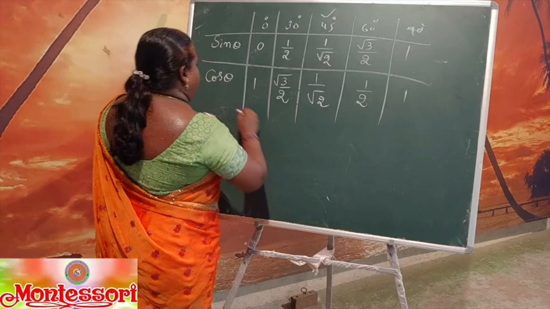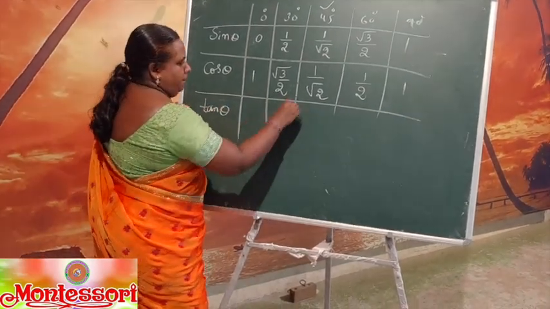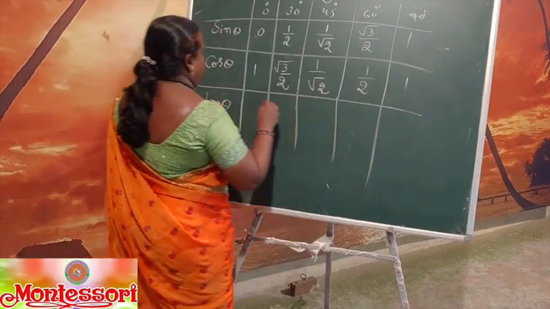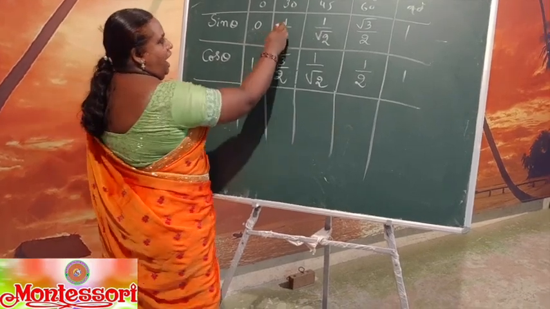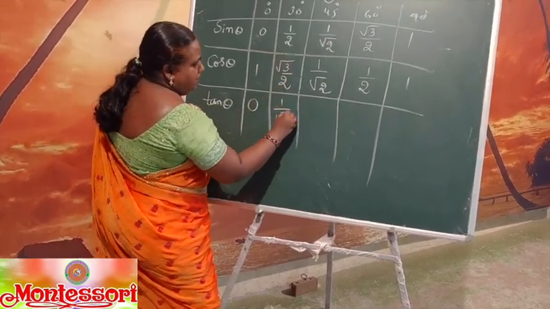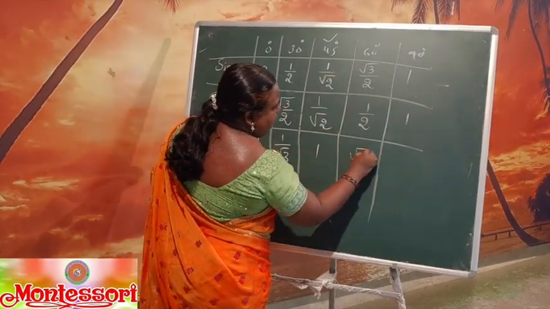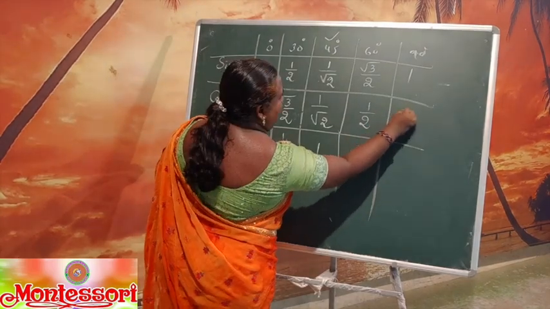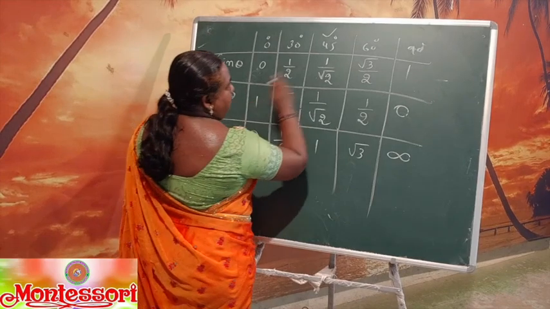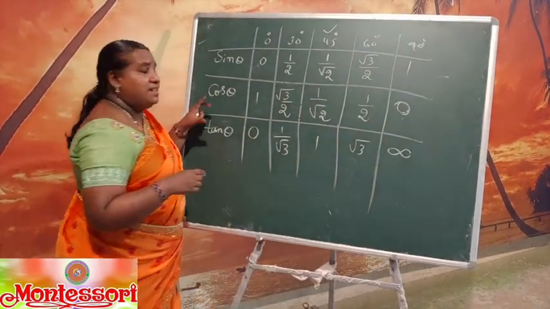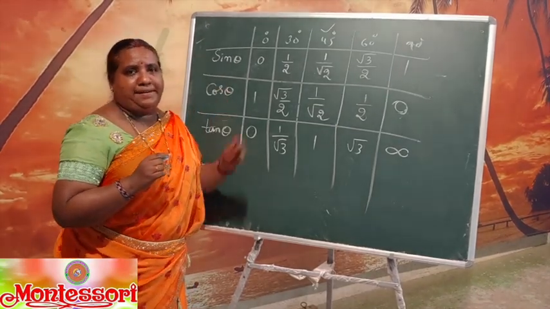In the same way, tan. Tan 0 is sin by cos, 0 by 1, which is 0. Half by root 3 by 2, the 2 gets cancelled, 1 by root 3. Root 2 gets cancelled, 1. Then root 3. Then 1 by 0, that is infinity. So cos 90 is 0. Now this is the fundamental table: sin, cos and tan.